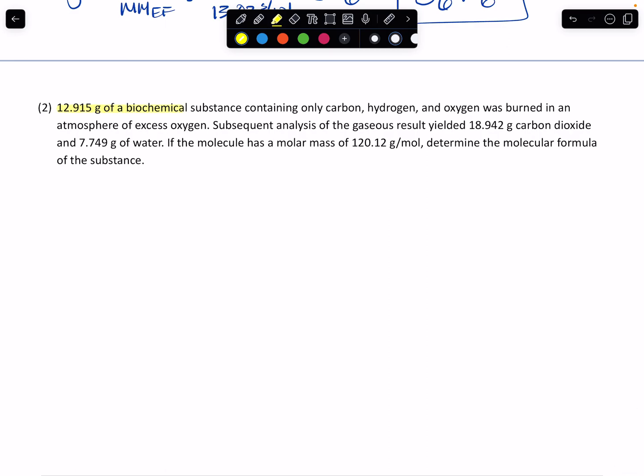12.915 grams of a biochemical substance containing only carbon, hydrogen, and oxygen was burned in an atmosphere of excess oxygen. So all that's telling us is we had plenty of oxygen to burn up all of our biochemical substance. Subsequent analysis of the gaseous result yielded 18.942 grams of carbon dioxide, 7.749 grams of water. If the molecule has a molar mass of 120.12, determine the molecular formula.